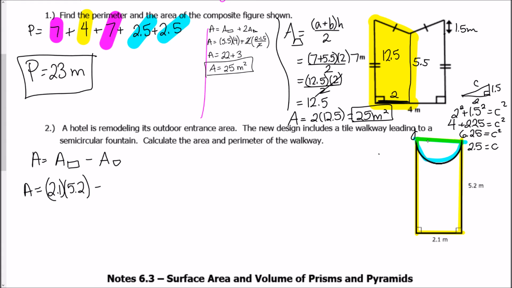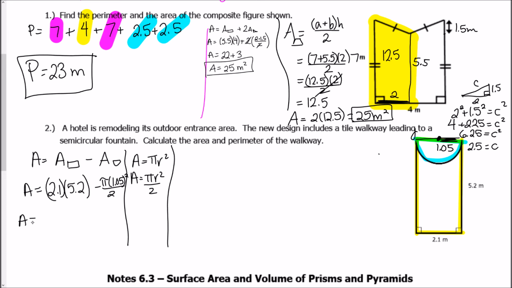And then to find the area of a semicircle, I know that the area of a circle is pi r squared. So the area of the semicircle would be pi r squared divided by 2. Okay, right here, I'm going to say pi times the radius, which is half of this full length right here. If this diameter is 2.1, then the radius has to be half of that, or 1.05. So here I'm going to say pi times 1.05 squared divided by 2.